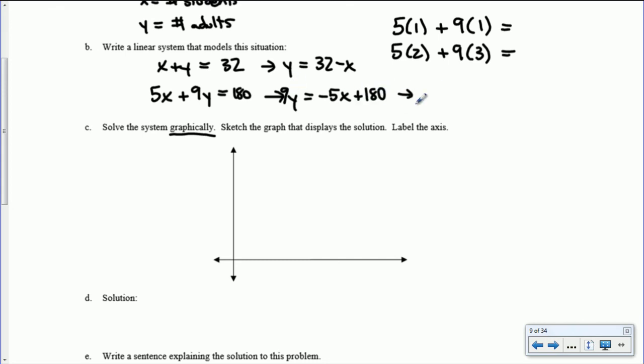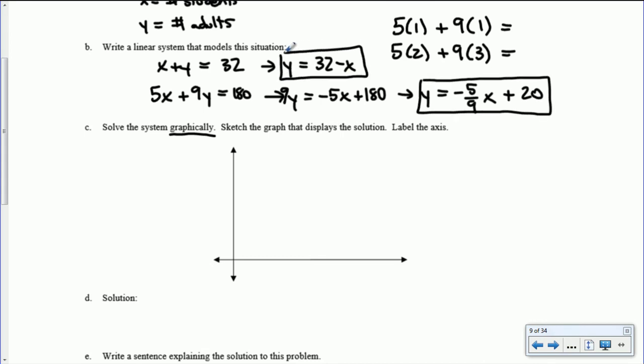So I've got to get rid of this 9 now. So y equals negative 5/9 x plus 20. 180 divided by 9 is 20. So I can put that in for y2, and I can put the other in for y1. And now I can solve it graphically.